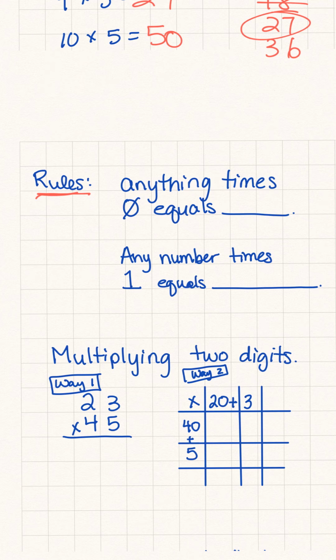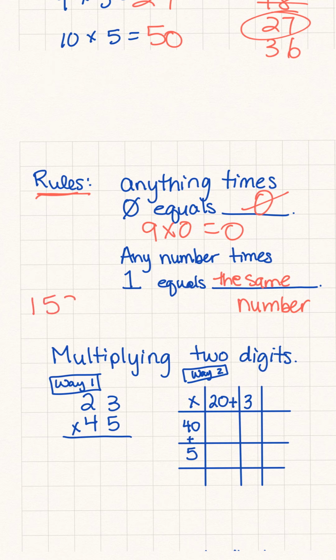Anything times 0 equals 0. Any number times 1 equals that same number. Okay, so if you had, let's do examples. 9 times 0 is equal to 0. Any number times 1, so if you had 152 times 1 equals 152.